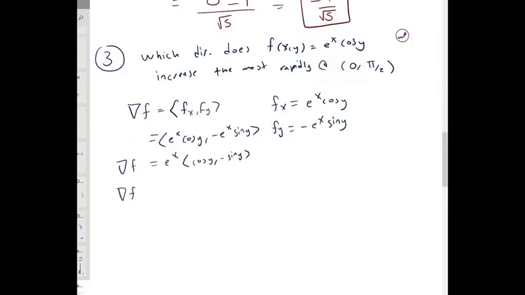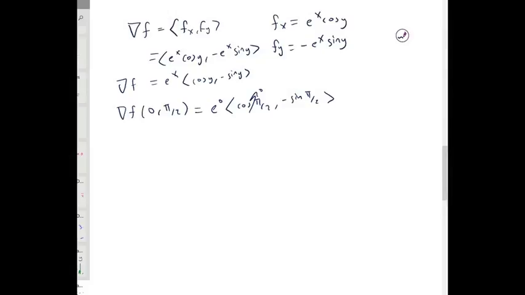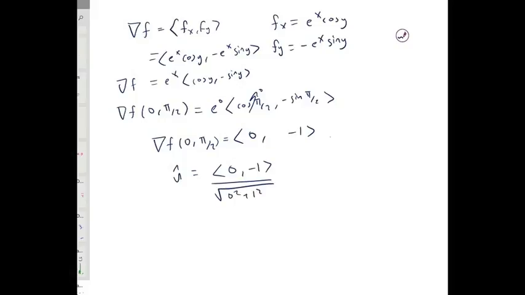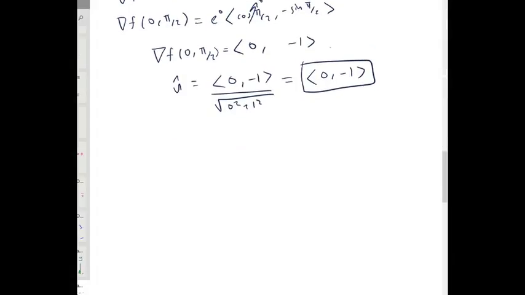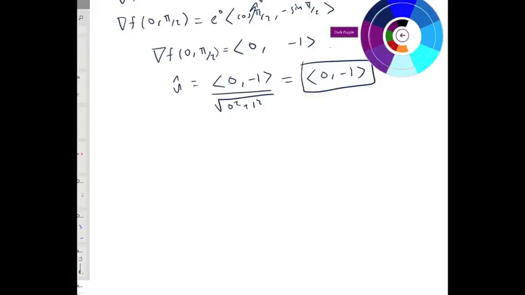Now we have to evaluate the gradient at (0, pi over 2). So we plug in 0 for x and pi over 2 for y. Cosine pi over 2 is just 0. Sine pi over 2 is 1, so we get a negative 1 and a 0, and e to the 0 is just 1. So the direction is going to be the unit vector for this, but if we divide it by its magnitude, we'll see that its magnitude is already 1. So this is the direction, and it's the negative y direction.